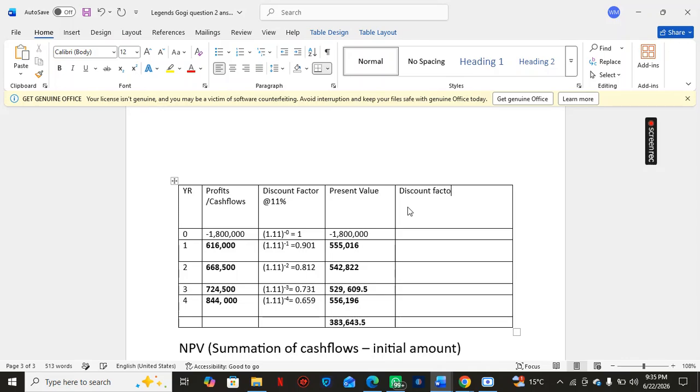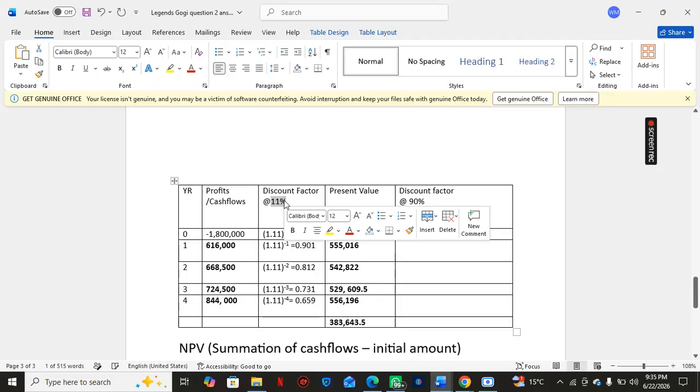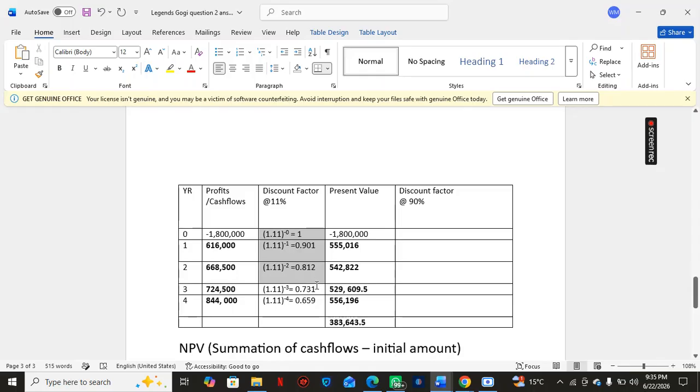First, wait, opposite of what? Opposite of what? Discount rate. The discount factors are these figures which we're getting. These are 0 point whatevers.